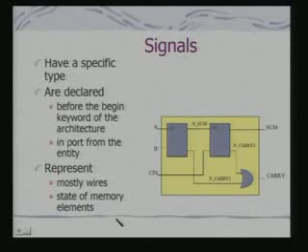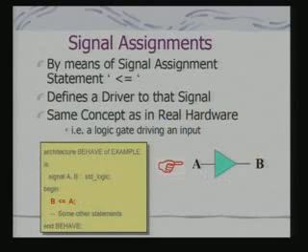Signals are of a specific type and they provide the interconnect between the different elements, okay, and this interconnect tells you how the signals have to flow. In fact, the signal assignment is through this symbol which we had already discussed, and this tells you that A is assigned to B.